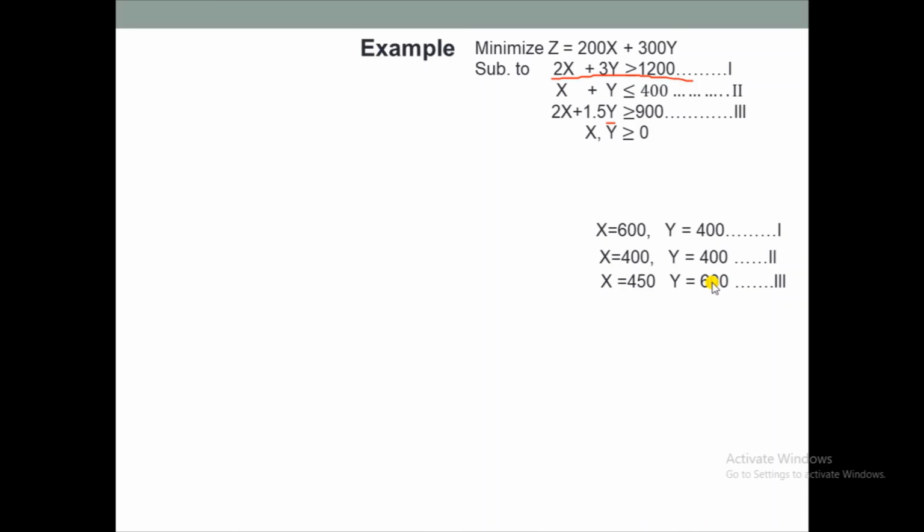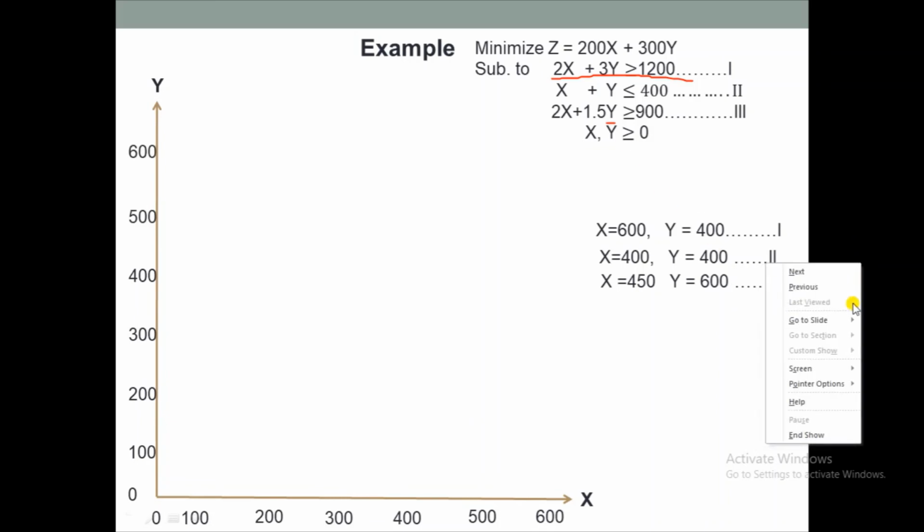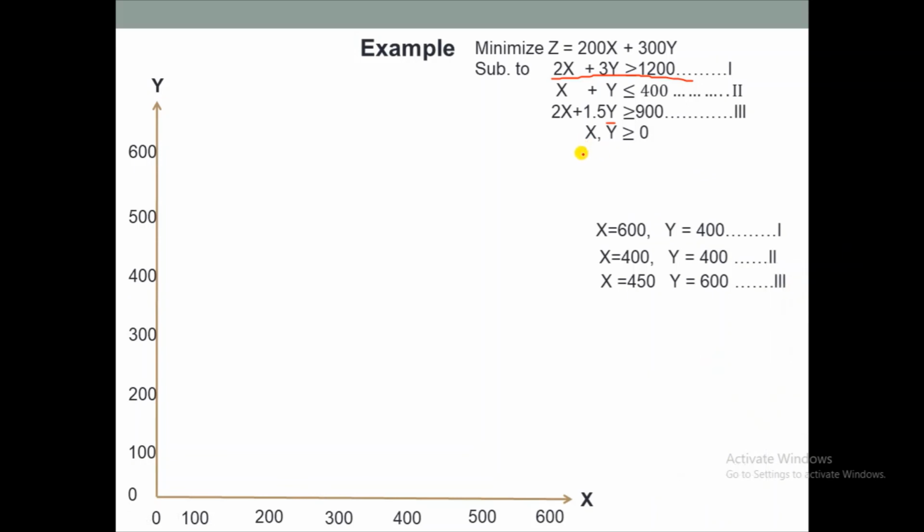As a routine practice, we have to plot it on a graph. So let's have an x-axis and a y-axis. Once again, the same practice: we have the maximum value of x as 600 and the maximum value of y as 600, so we want the coordinates up to at least 600. We'll plot in this format: 0, 100, 200, 300, 400, 500, and 600. Similarly, along the y-axis, 0, 100, 200, 300, 400, 500, and 600. Now we have the non-negativity constraint, that is x, y greater than or equal to 0. So all the values are going to be in the first quadrant.